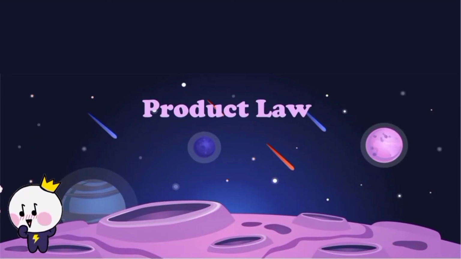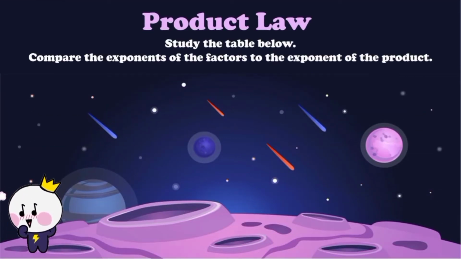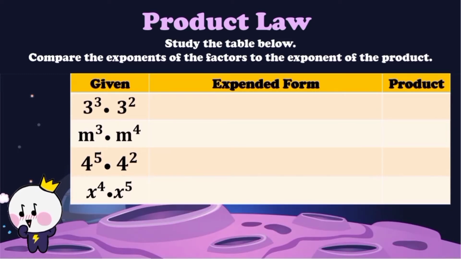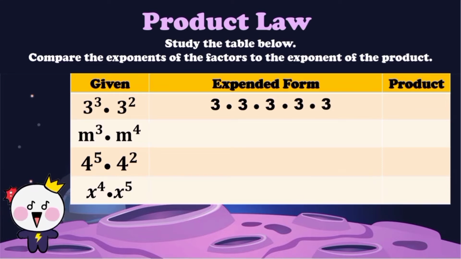Now we have the product law. Study the table below. Compare the exponent of the factors to the exponent of the product. Now here is the table. We will give the expanded form and the product. We have 3 to the third power times 3 to the second power. We have here 3 and we have here another set of 3. The product is 3 to the fifth power.